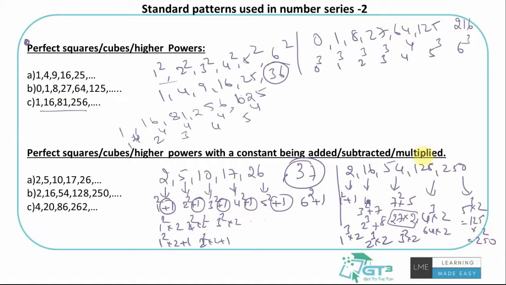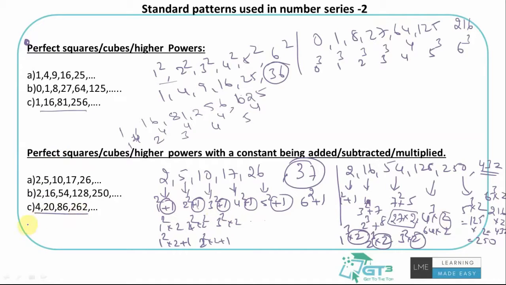So automatically my next term would be also seeing the same pattern, 6 cube into 2. So 6 cube is 216 into 2 is 432. So the answer would be 432 for this series. Let's look at another example. So here I am actually multiplying the cubes with a constant number 2. 1 cube into 2, 2 cube into 2, 3 cube into 2, 4 cube into 2, and so on. Like here I was adding 1 square plus 1, 2 square plus 1, 3 square plus 1, and so on.